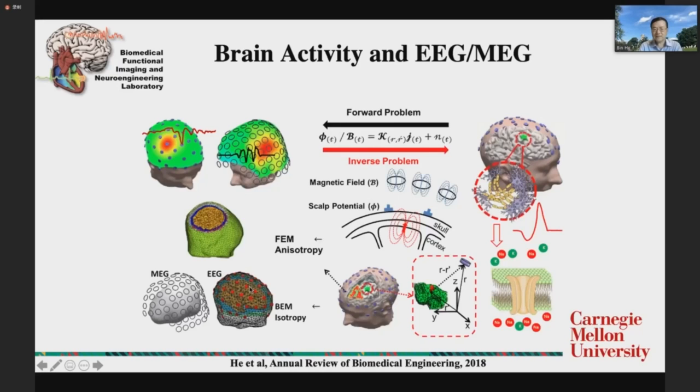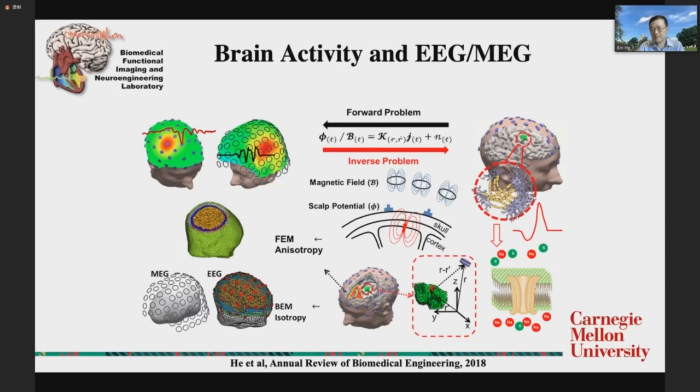This slide is a little bit basic. It describes the relationship between what we can observe clinically or in an experimental setting, that is scalp EEG or scalp MEG, and what's happening inside the brain. When our brain conducts a certain task or has a certain functional status, different neurons inside our brain are recruited and activated for this particular state or task.